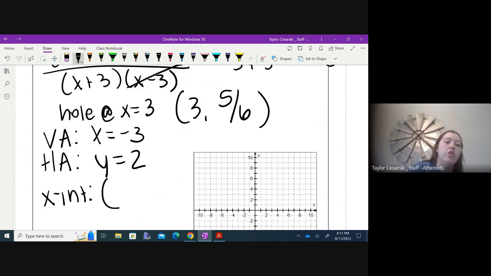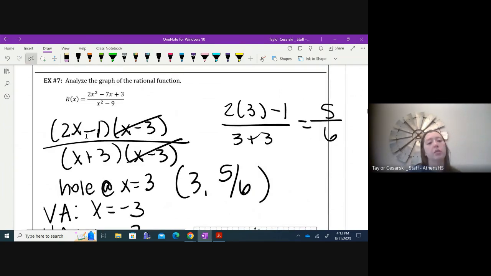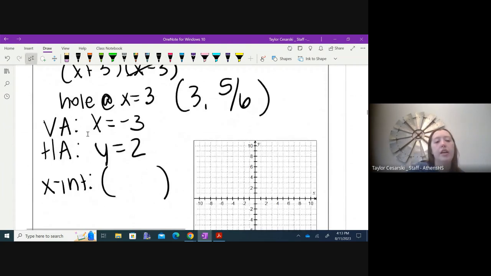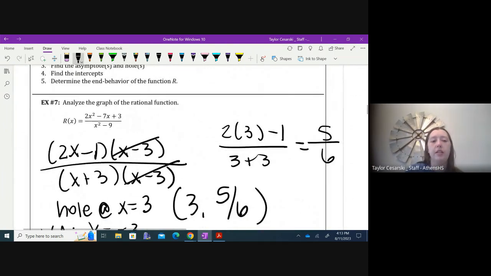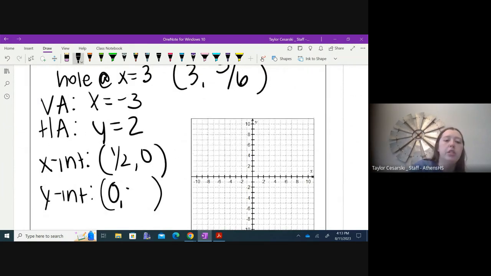X-intercept, I'm going to set the numerator equal to 0. When I set 2x minus 1 equal to 0 and solve for x, I get 1/2. And then the y-intercept, remember our last one didn't have one because there was a hole at 0. Let's go ahead and find this. If I plug in 0 for all my x's, I just get the constant over the constant. So 3 over negative 9, which is negative 1/3.